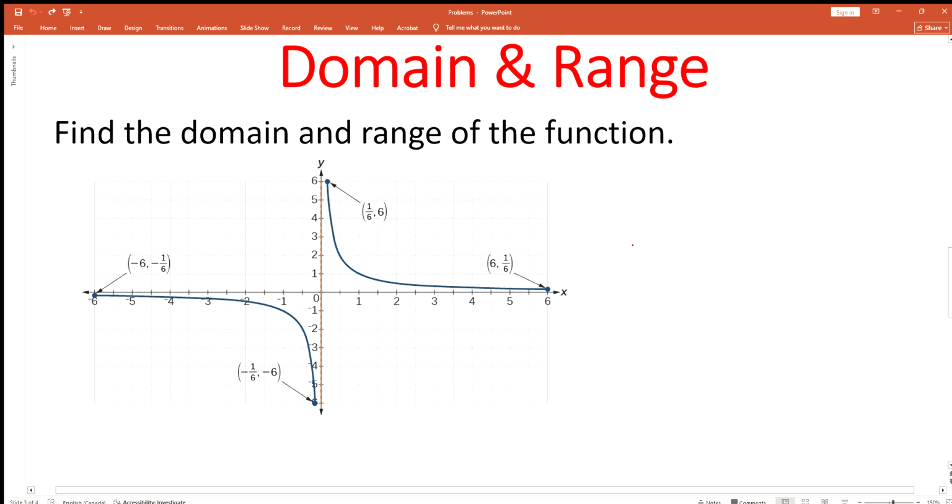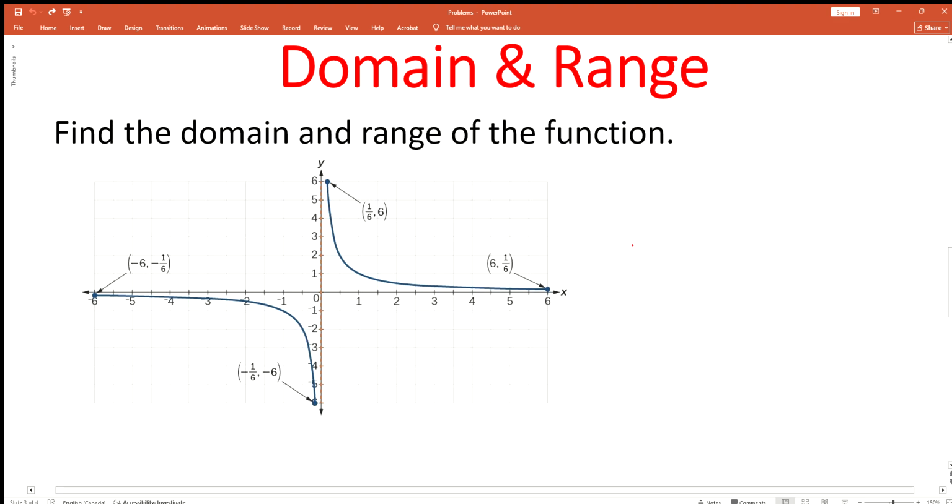In this video, we'll find the domain and range of this given graph. So let's start with domain. As you may know, domain is the set of all possible x values for a relation or function. To find the domain of this graph, we should analyze it along the x-axis and find out which x values are valid for this graph.